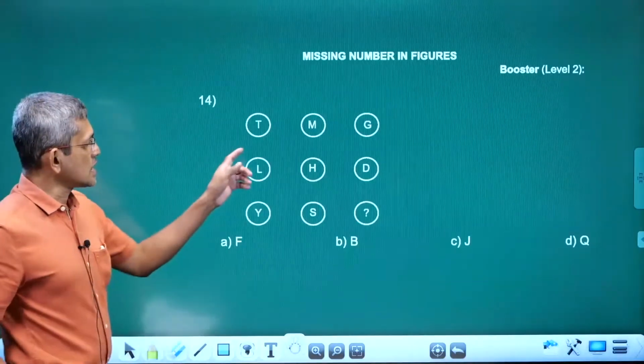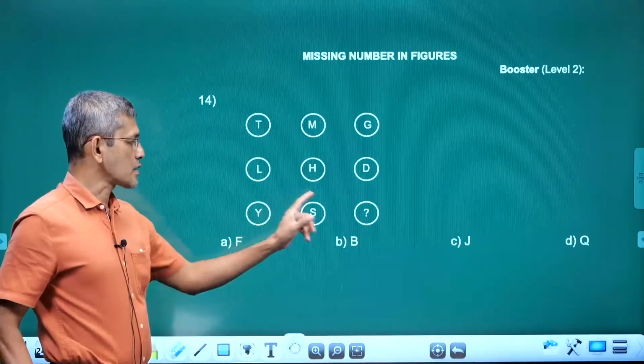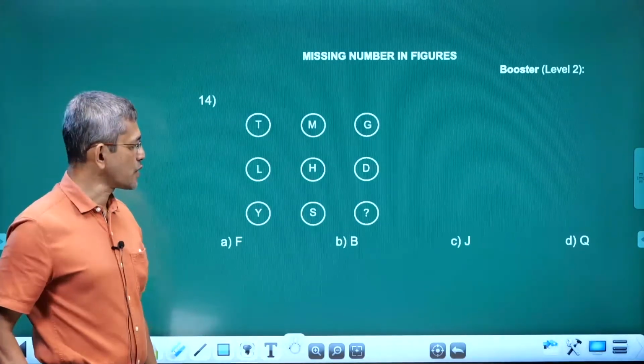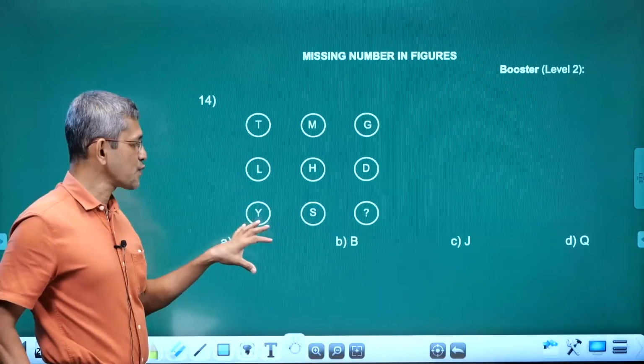So T, M, G, L, H, D, Y, S and question mark. So what kind of question is it? I mean, we have letters here. We need to find which letter is missing.